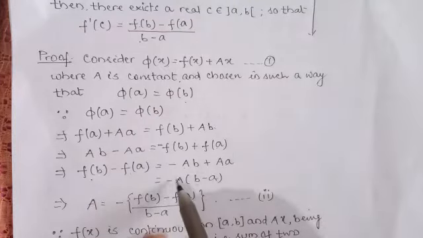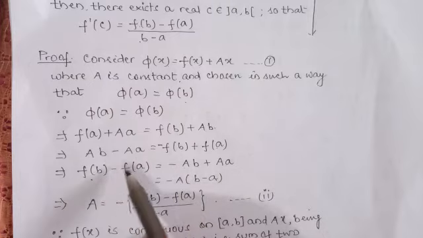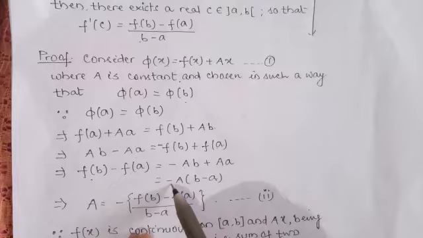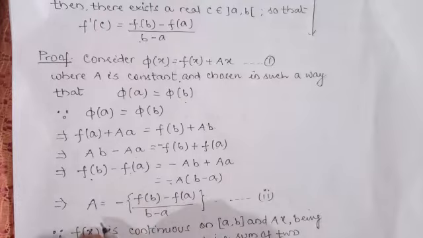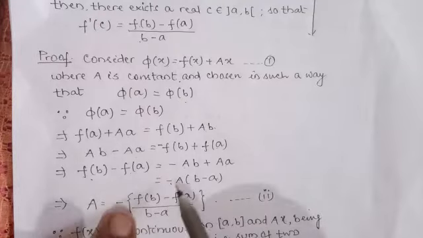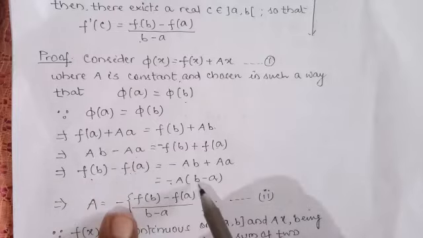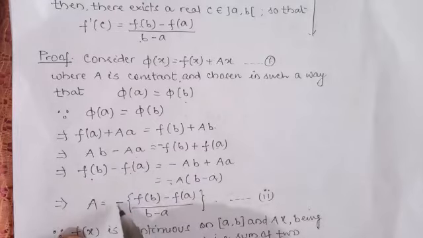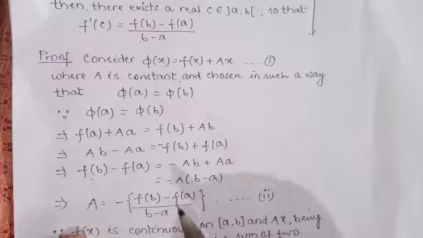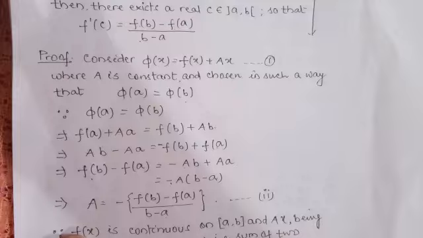Hence minus A will be (f(b) minus f(a)) upon (b minus a), and finally A should equal minus (f(b) minus f(a)) divided by (b minus a). The negative sign is taken here. Consider this as equation 2.